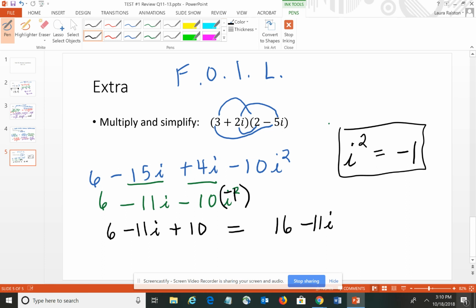And typically when you write a complex number, you're going to write the real part first, plus or minus the imaginary part. So that's why it's written in this particular manner. Okay, so again, you'll see something like that on your first test, so I wanted to add it to the explanations.